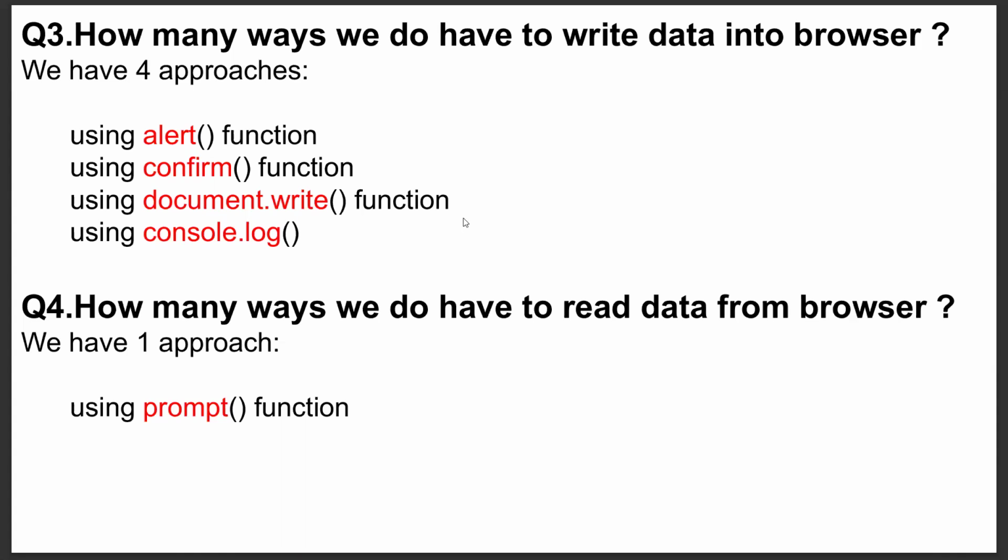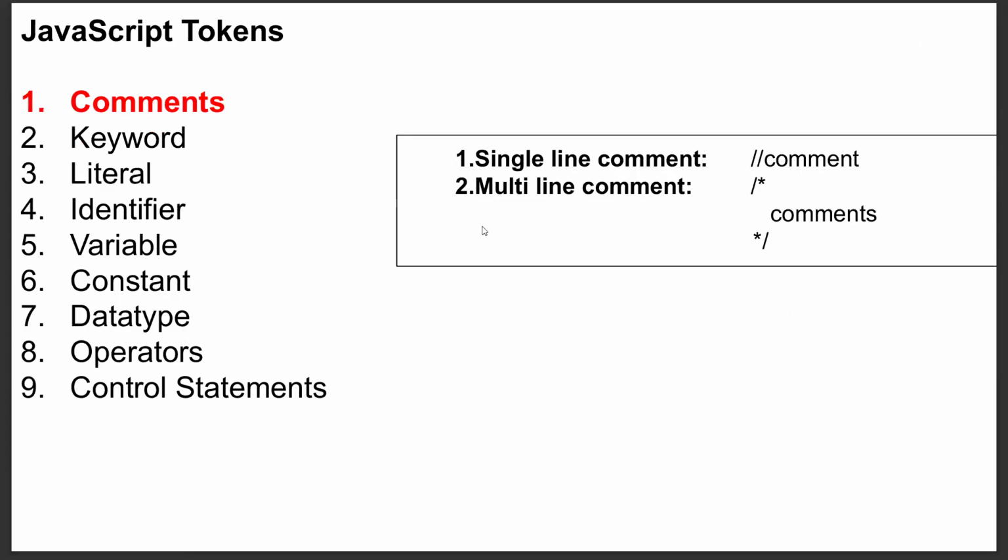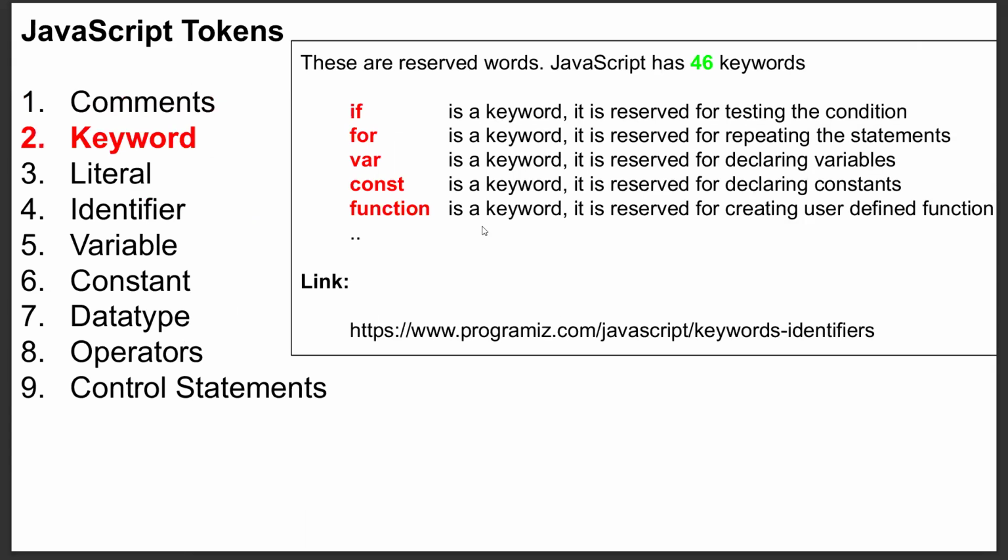Right. So I think the rest of the videos I have also started. Actually, this is my index, and this index will be a fresher level index. So I think we covered comments, right? Single line, multi-line. We covered keywords, right? And if you want to see all the 46 keywords, please visit the website which I mentioned in this link.